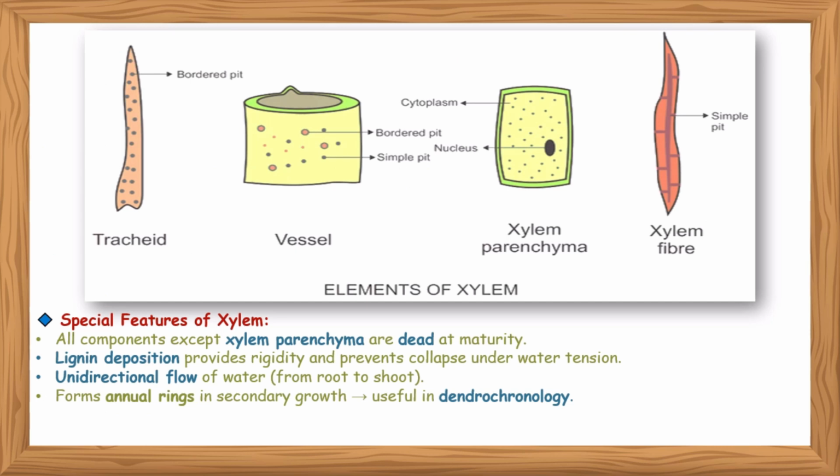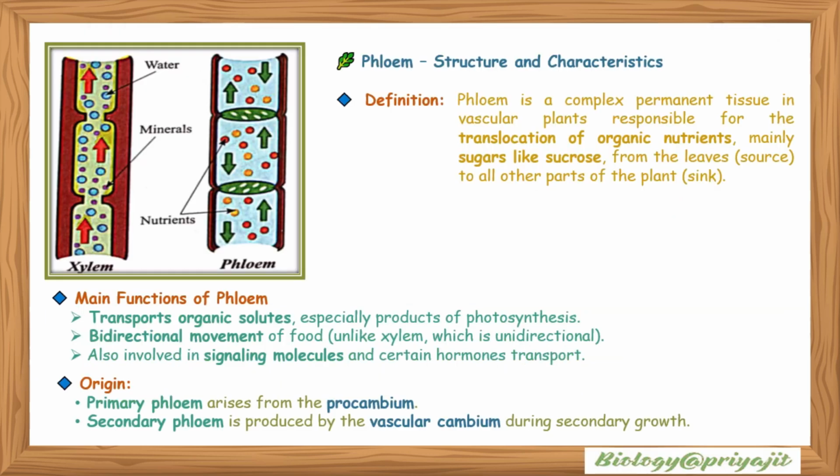Here are the elements of xylem. Special features of xylem: all components except xylem parenchyma are dead at maturity. Lignin deposition provides rigidity and prevents collapse under water tension. Unidirectional flow of water from root to shoot. It forms annual rings in secondary growth, which is useful in dendrochronology.